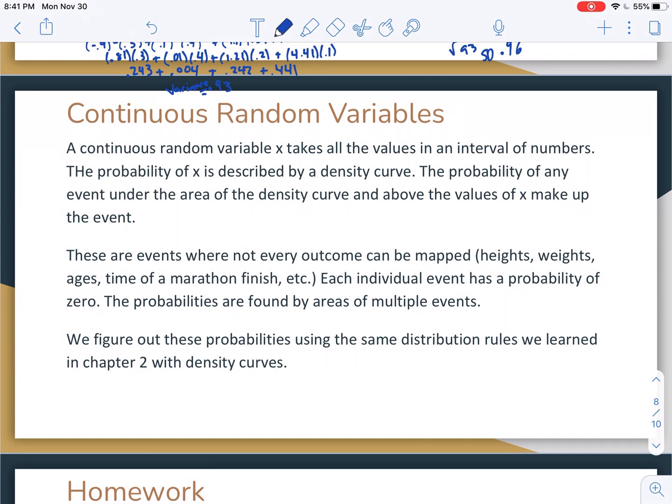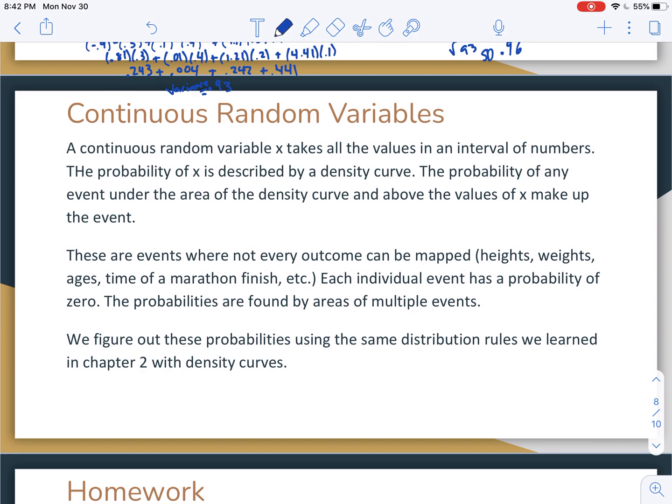These are events where not every outcome can be mapped. So like heights, weights, because again, when we start breaking that down, especially when we're talking about the full population, it depends on how far you want to measure it out to. We could measure out heights down to tenths of inches. We could measure out weights to hundredths of a pound. We could measure them down to ounces, times of marathon finishes, because we could start talking about hundreds or thousandths of seconds, especially at that Olympic level. So we basically say that each individual event has a 0% probability of happening.